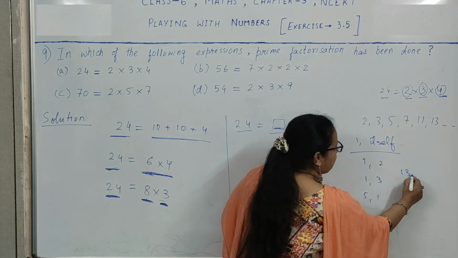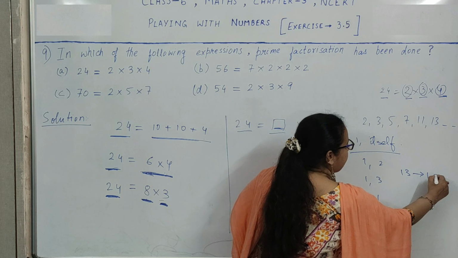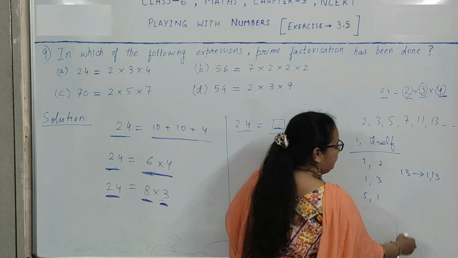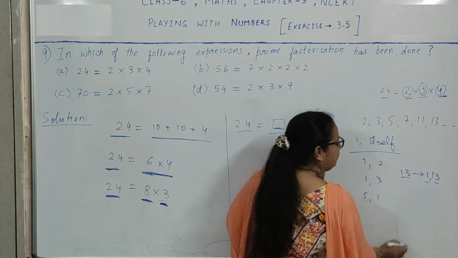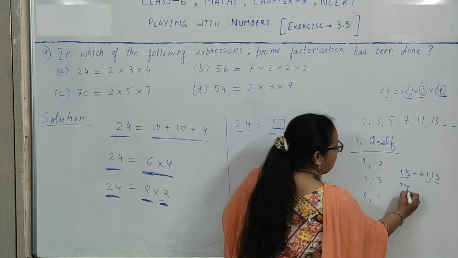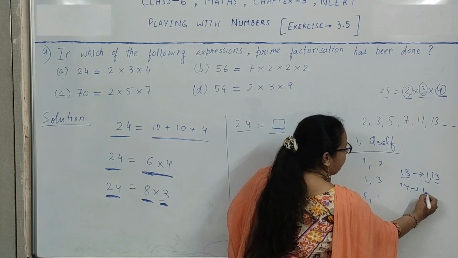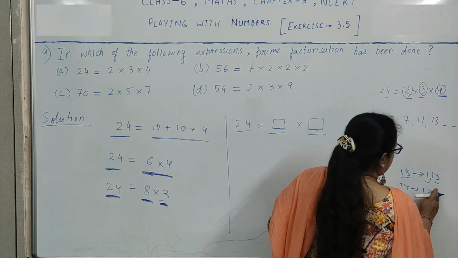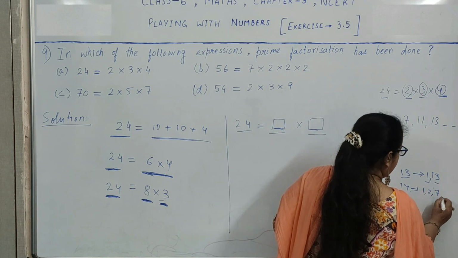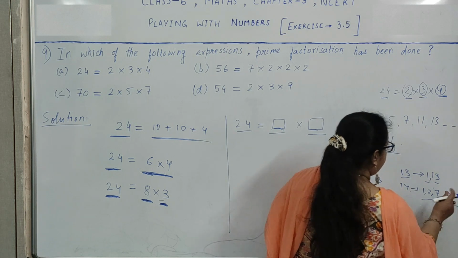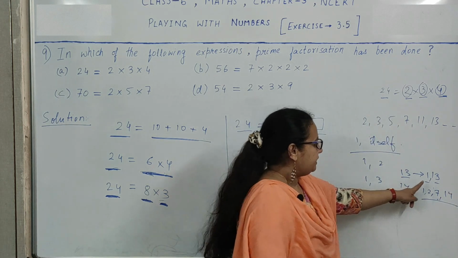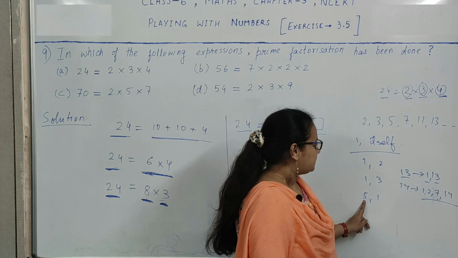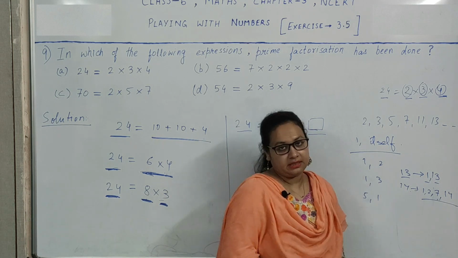Like that, 13 is also a prime number, so it will be only divisible by 1 and 13, right? But 14 is not a prime number, so it will be divisible by 1, 2, 7, 14, okay, like that. But prime numbers are only divisible by 1 and the number itself.